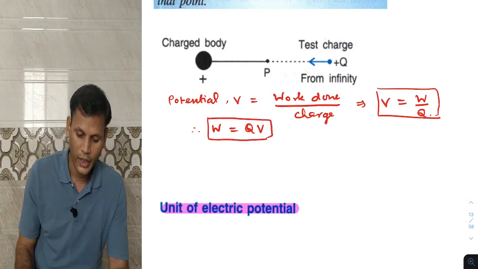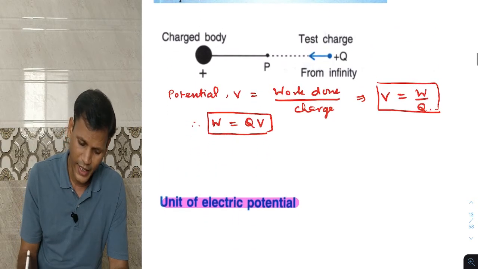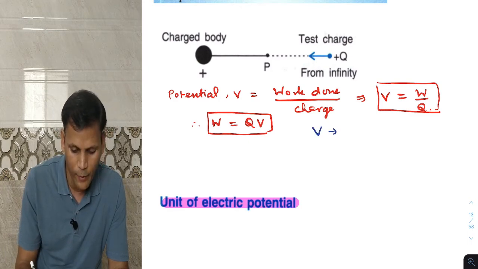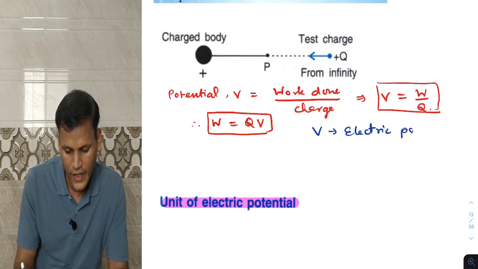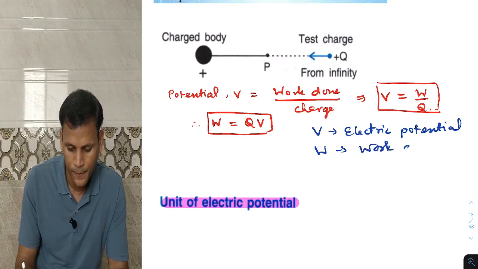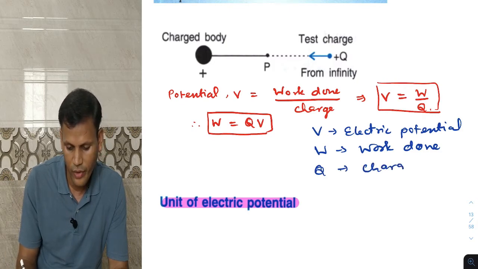Next, the terms must be clear. What is V? V is the electric potential. What is W? It is work done. And what is Q? It is the charge.